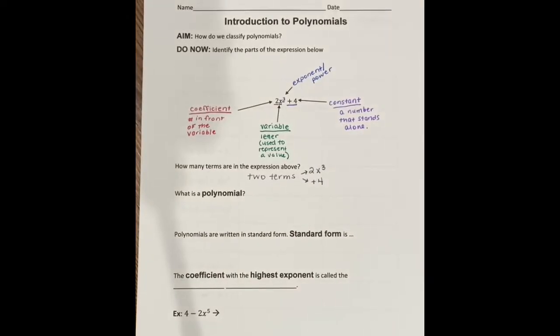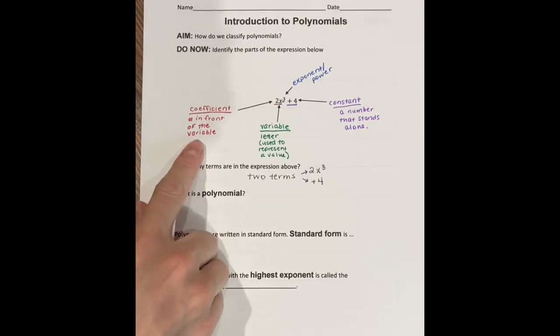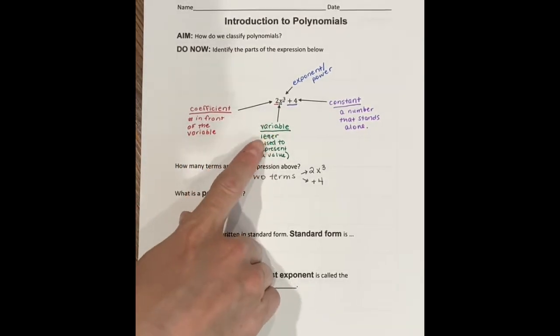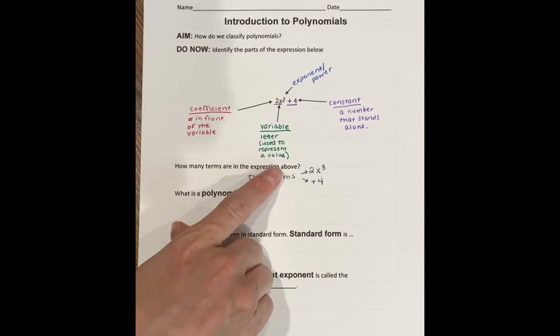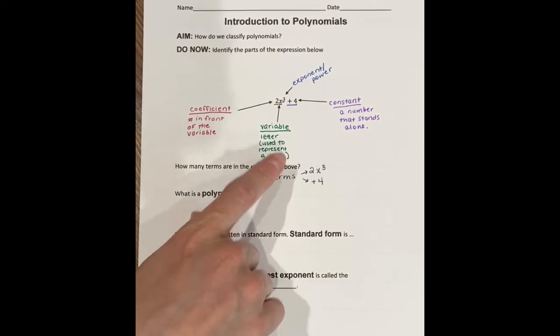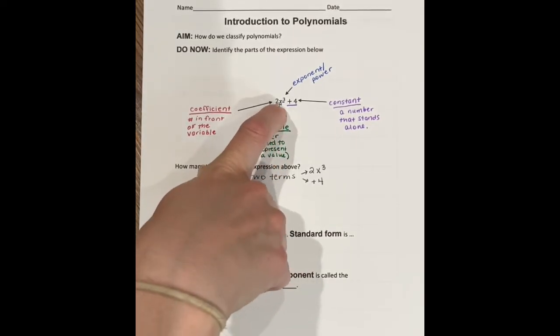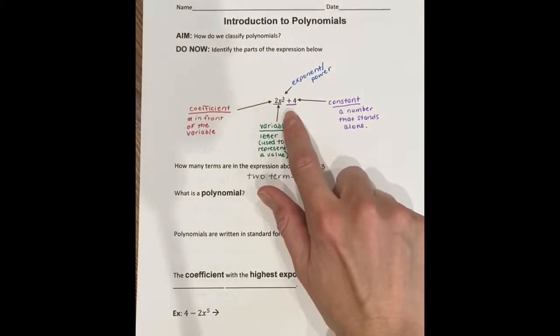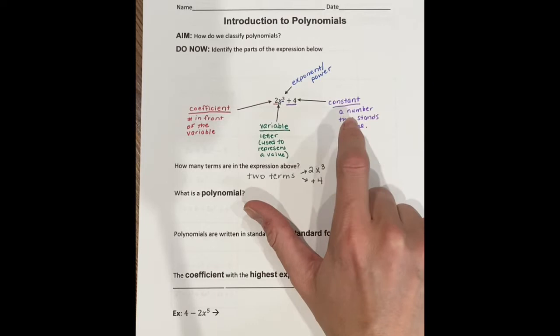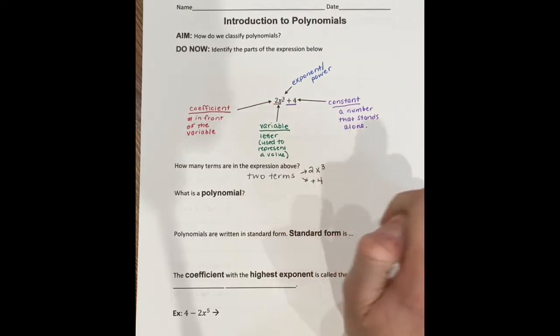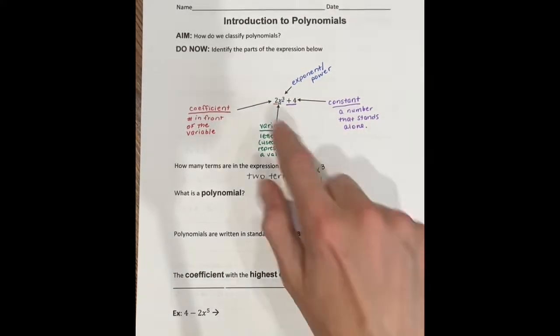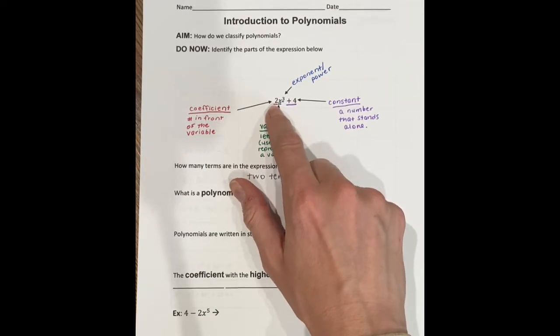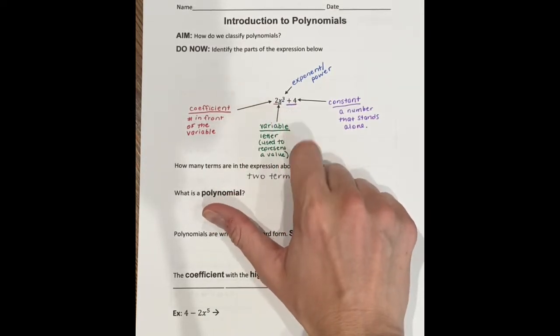Alright, so looking at the do now, the 2 is our coefficient, or the number in front of the variable. The x is our variable or letter, and that's used to represent a value of some sort, usually a number. That little 3 that's raised up as a superscript is our exponent or our power. And the plus 4 is a constant. It's a number that stands alone. And how many terms are there in the expression above? There are 2 terms. The first is the 2x cubed, and then the other term is that positive 4.